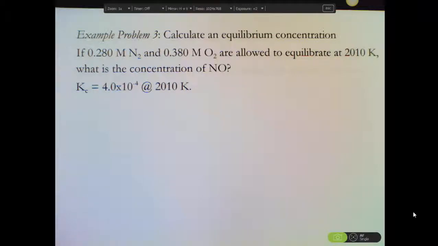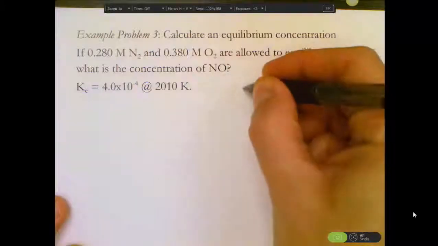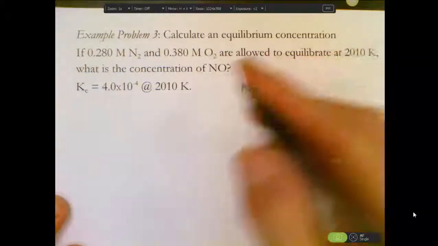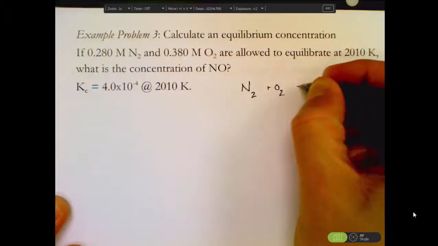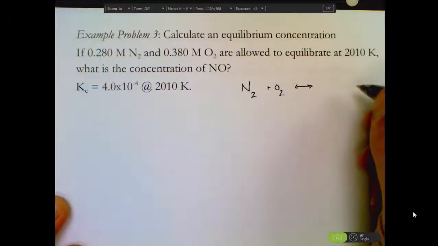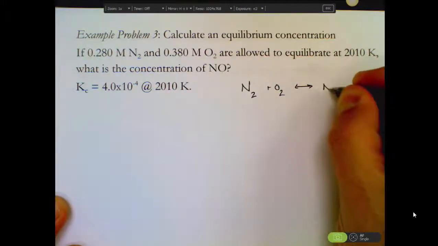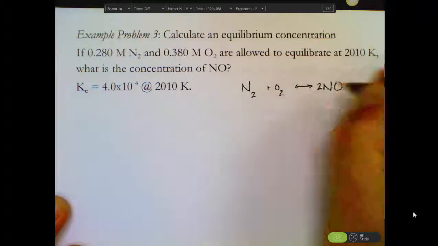Alright, I'm going to show you how to calculate an equilibrium concentration given some initial values of substances and an equilibrium constant. To start, we need to have an equilibrium equation. So we have nitrogen and oxygen gas that are going to combine to form nitrogen monoxide. And of course, this needs to be balanced.